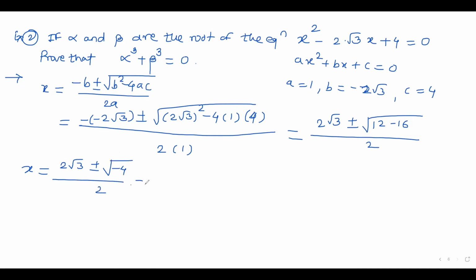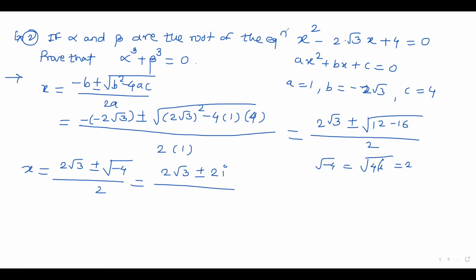Divided by 2. As you can see, under root minus 4 can be written as under root 4 into i, and root 4 is 2 and root minus 1 is i. So that will be 2i, under root minus 1 is i.